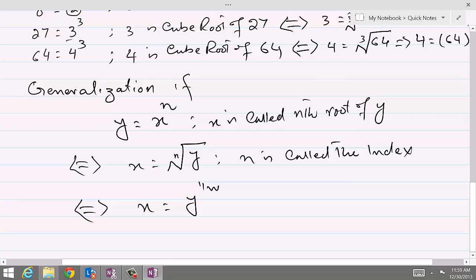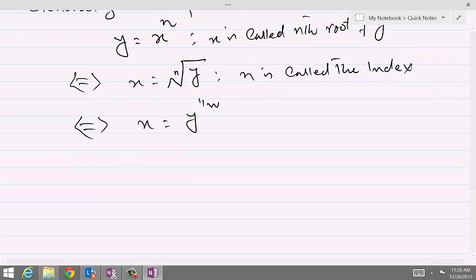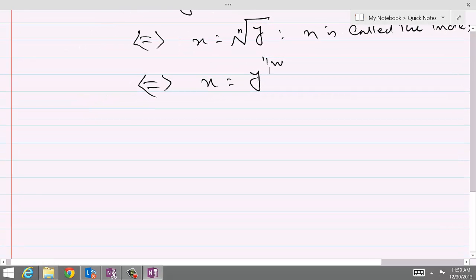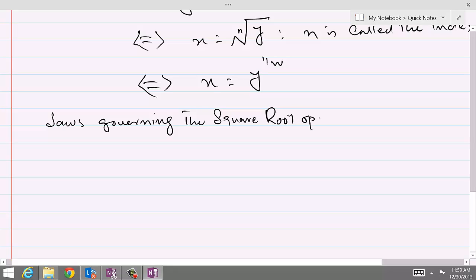So I hope that this will help you to understand how we write and use this symbol in our calculations. And now we are going to describe some of the laws governing the square root operations. Out of these, two laws are very important. Well, there are several, I'll write all of them here.